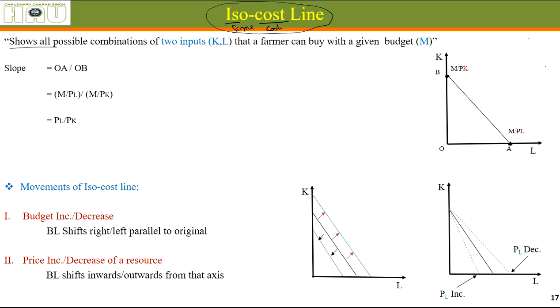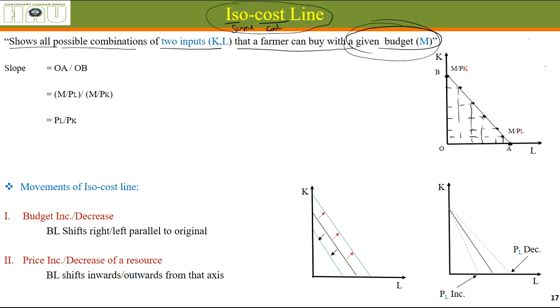This line shows all possible combinations of two inputs, that is labor and capital, that a farmer can buy with a given budget. All farmers have a limited budget, and he has to buy different combinations of two inputs. So within his given budget, he can buy all these combinations of labor and capital. A line that joins all these points is called the iso-cost line. That means any of these combinations costs the farmer the same.